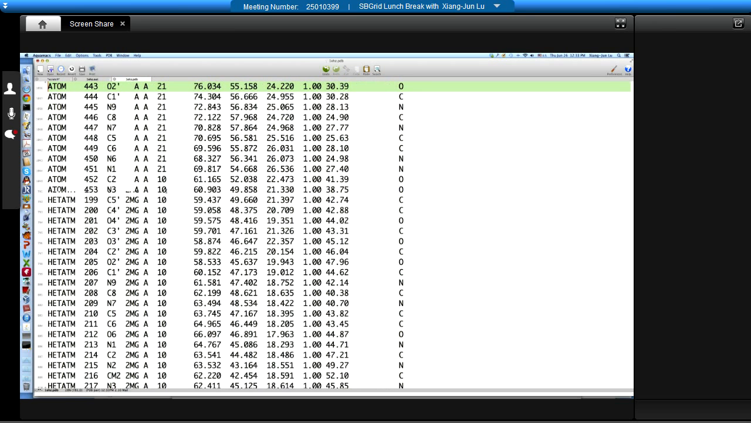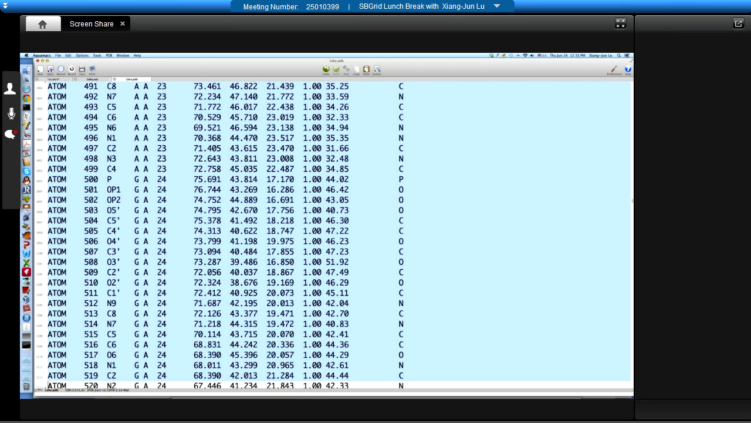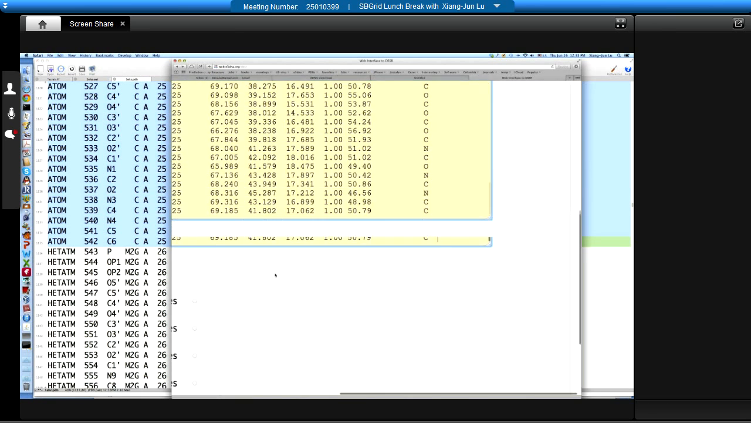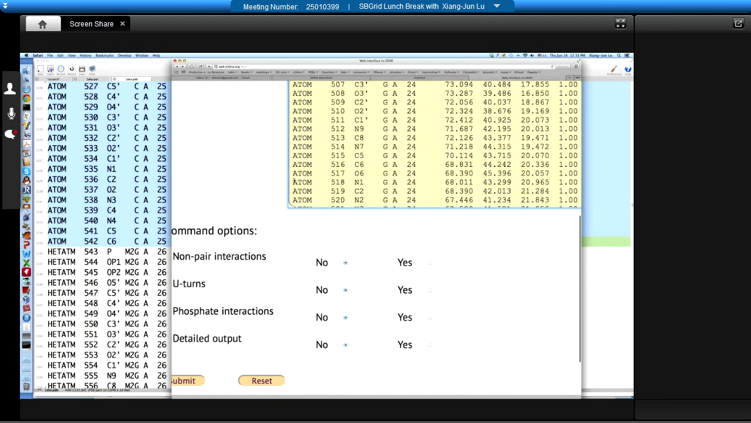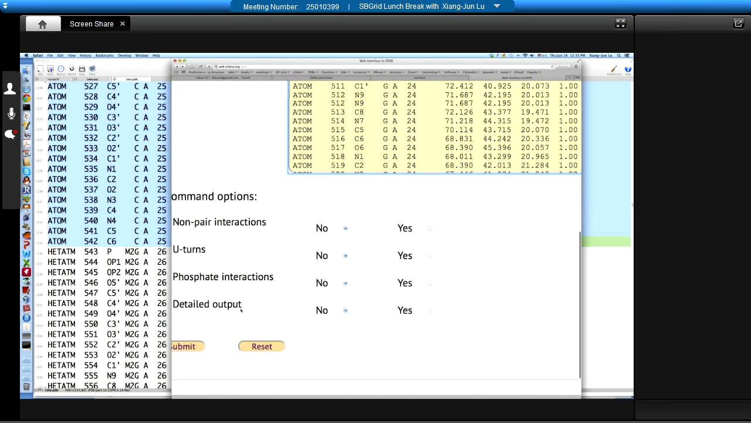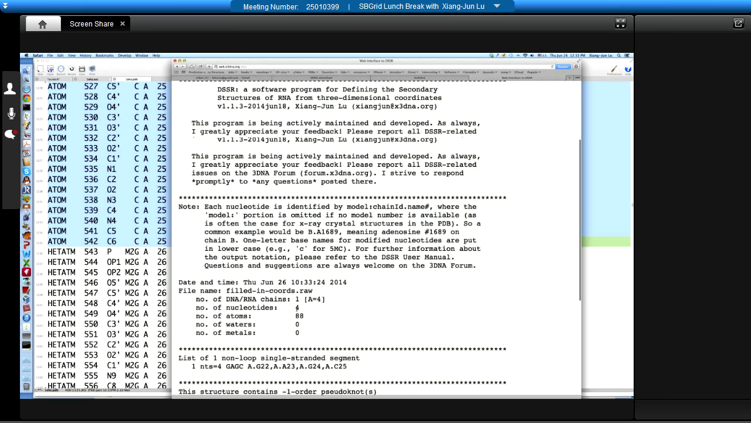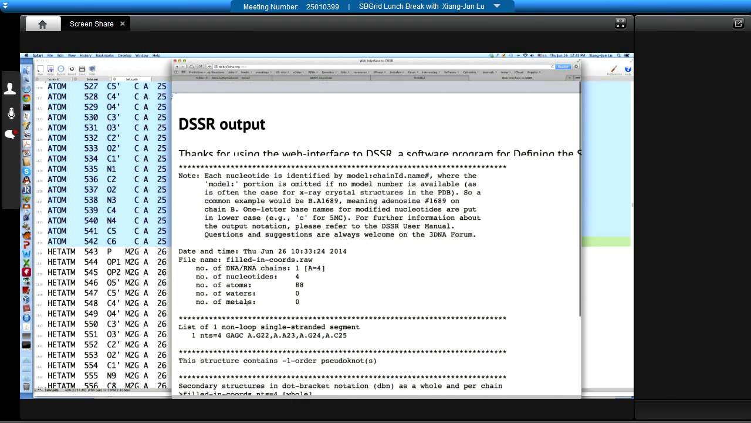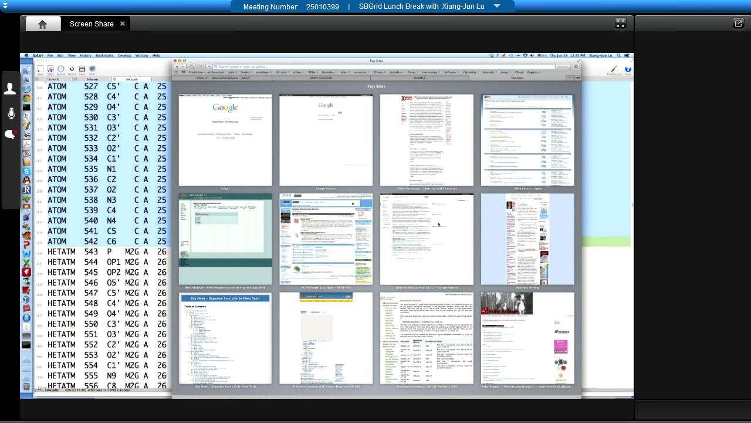So suppose you are just interested. Just copy and paste, because DSSR cares only about the coordinate record, ATOM or HETATM items. And then you can submit this. For this one, I just have four nucleotides, so there is no secondary structure, no base pairs. But the basic idea is very easy. You can just upload your file or copy and paste the coordinates and get DSSR running.